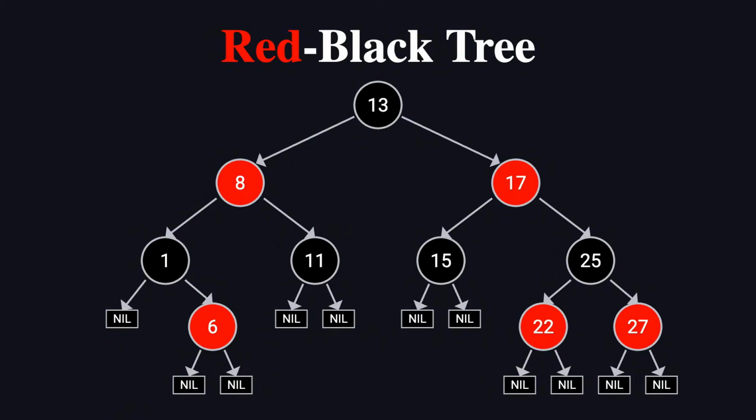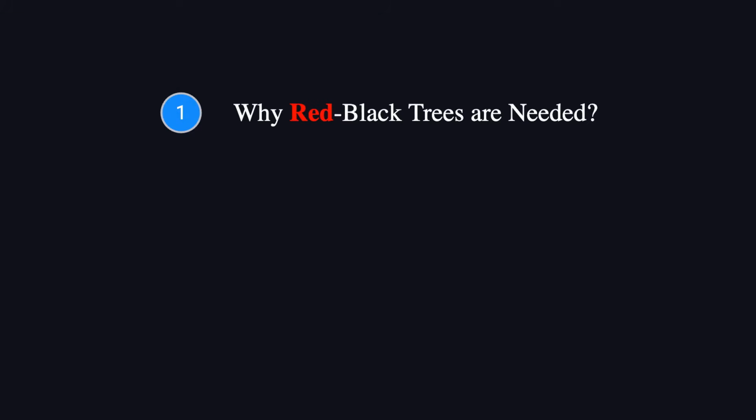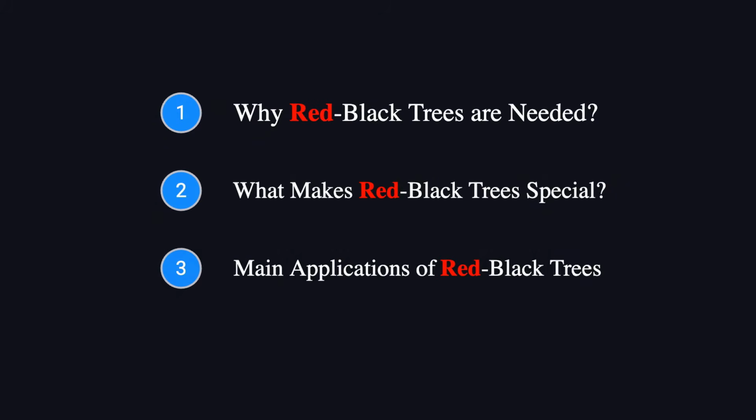In this session, we're going to explore a crucial data structure in computer science, the red-black tree. It plays a key role in many algorithms and systems, and it's widely used in real-world applications. Today, we'll break down why red-black trees are needed, what makes them special, and where they are commonly used.